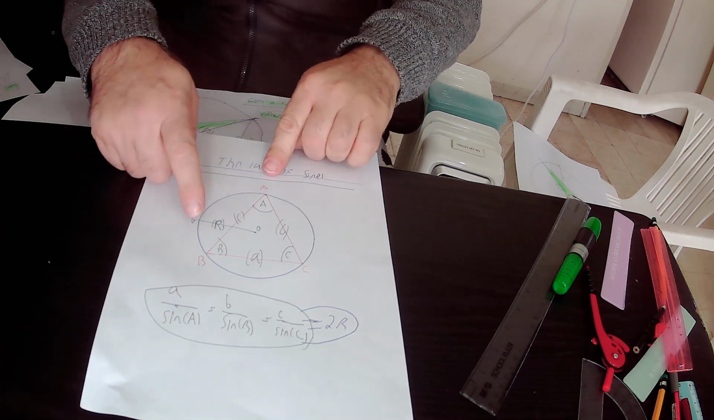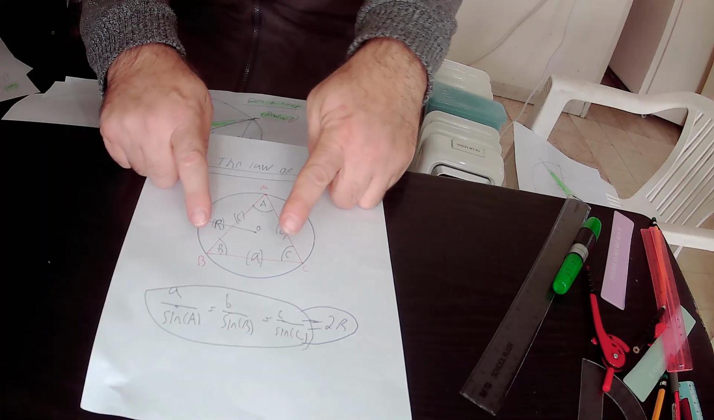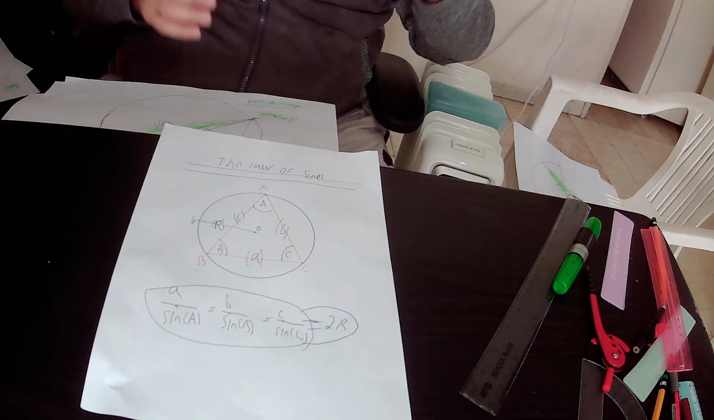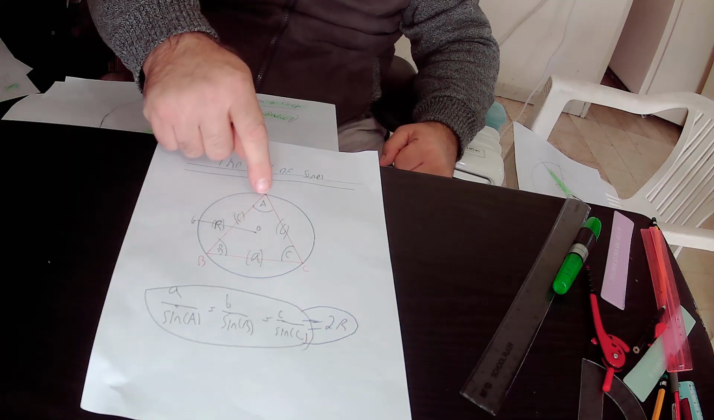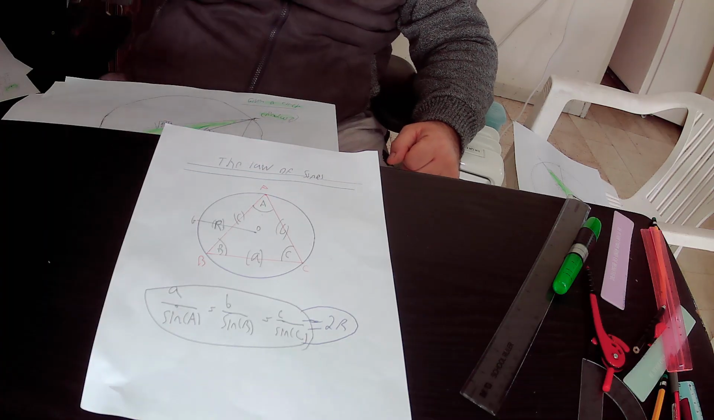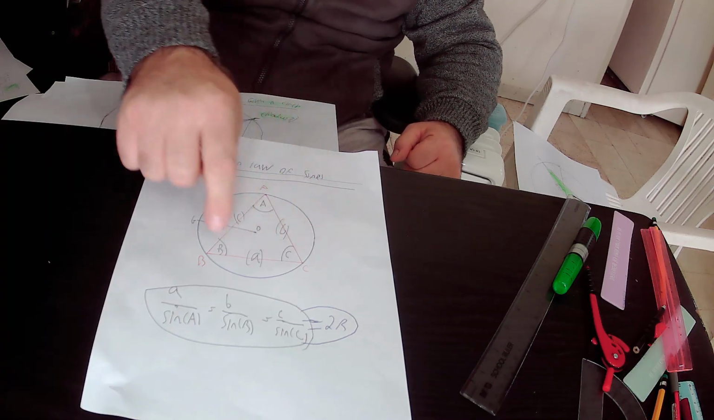The length of side AB is c. Side AC equals b units in length. Side BC is equal to a units in length. So for this triangle ABC that could be any triangle, the following equation holds: a over sin A equals b over sin B equals c over sin C equals 2R. And R is the radius of this circle that circumscribes this triangle ABC.